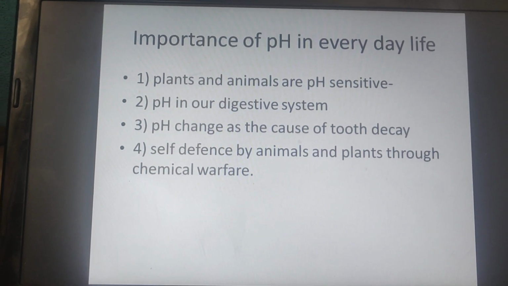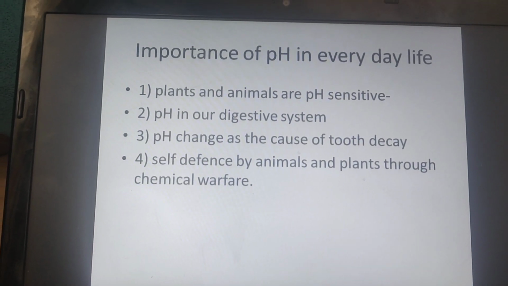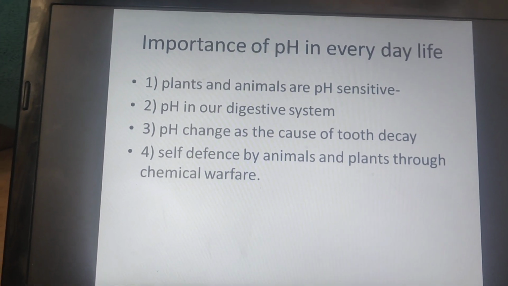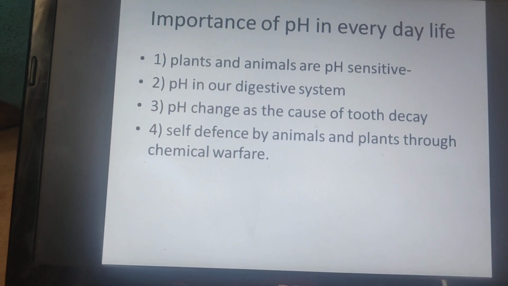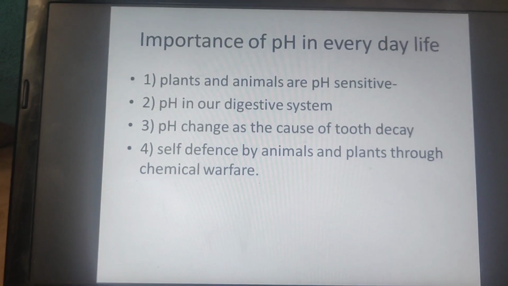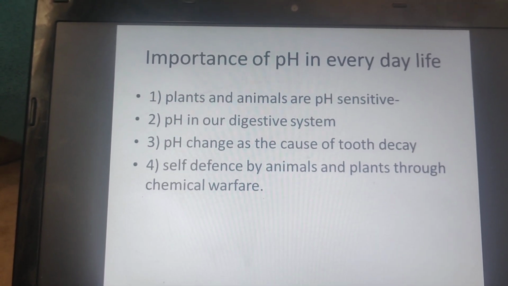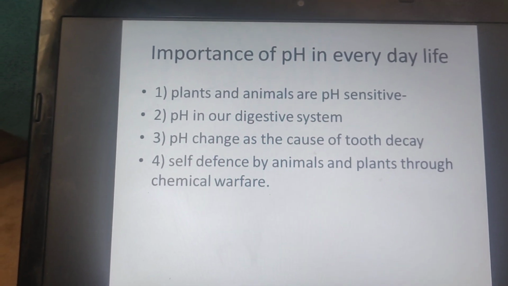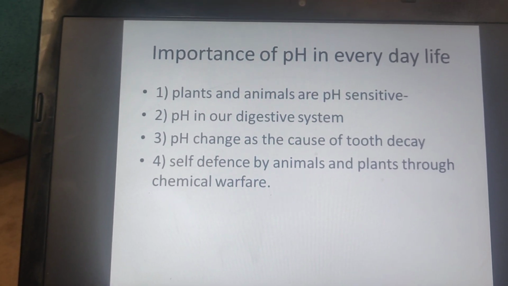Now second, children, pH in our digestive system. All of you know that the stomach produces hydrochloric acid, which helps in the digestion of food without harming our stomach. During indigestion, the stomach produces too much acid and it causes pain, irritation or a feeling of burning. This condition is called acidity. Now how do we get relief from this acidity?